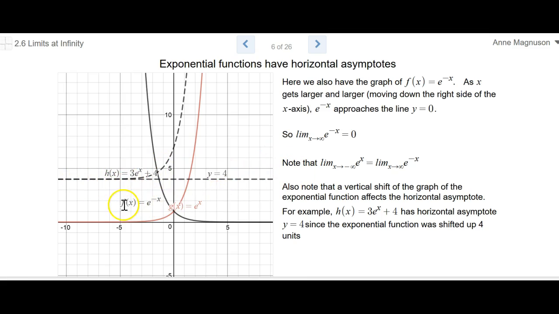Also notice I have graphed here f of x equals e to the minus x. And the limit as x goes to infinity of e to the minus x is 0. So the limit as x goes to negative infinity of e to the x is equal to the limit as x goes to positive infinity of e to the negative x. It makes sense. We're just flipping that graph over the y-axis.